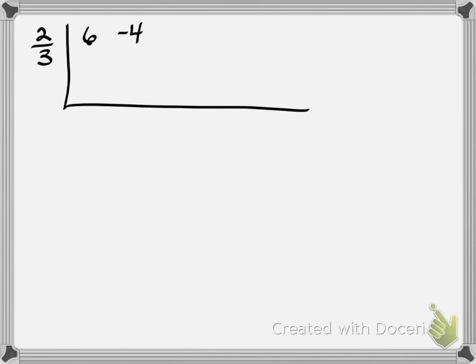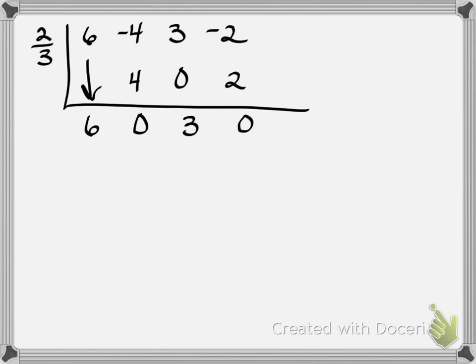6, -4, 3, -2. Bring your 6 straight down. 2/3 times 6 is 12/3, which is 4. -4 and 4 is 0. 2/3 times 0 is 0. 3 plus 0 is 3. 2/3 times 3 is 6/3, which is 2. -2 plus 2 is 0. Yay! So 2/3 works. It backs us to a function that is remainder, constant, x, and x squared.